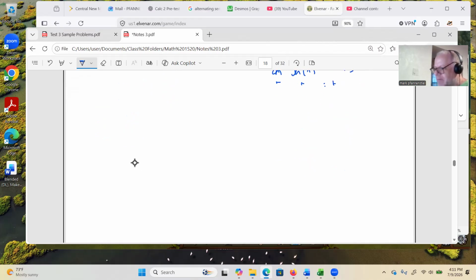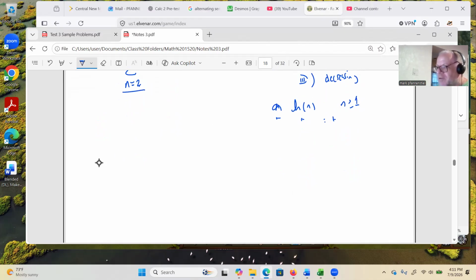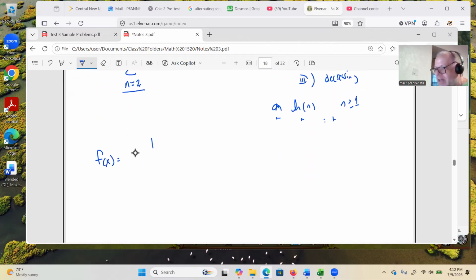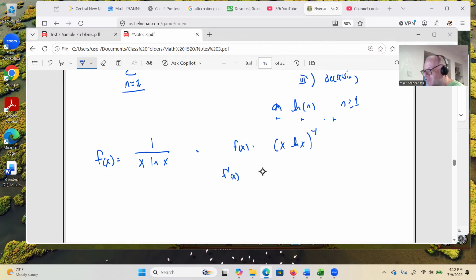Do you remember taking calculus 1? I'm sure you do. So we're going to say f of x equals 1 over x ln x, just to make it continuous variables. We'll write this out as if we're going to take a derivative of it. So f of x equals x ln x raised to the negative 1 power, because I don't want to use the quotient rule. For f prime of x, we take the first piece down: x ln x, to the negative 2 power.